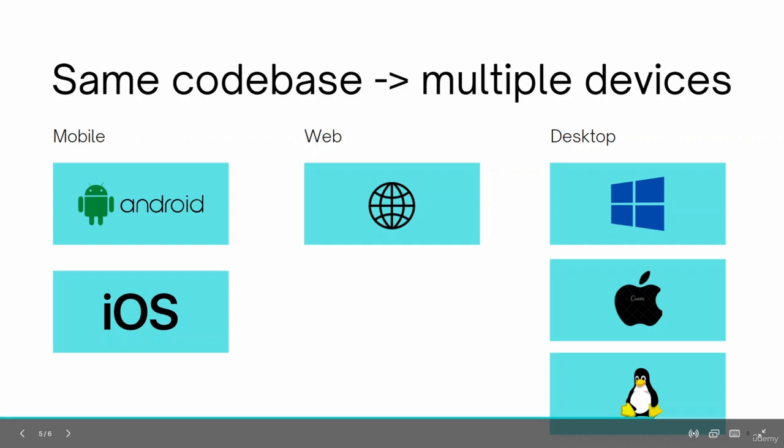You can build web applications with Flutter, and you can also build desktop applications, for example, for Windows, for macOS, and for Linux. Right now in stable version, Flutter lets you build for Android, iOS, web, and the desktop, which is the Windows platform.